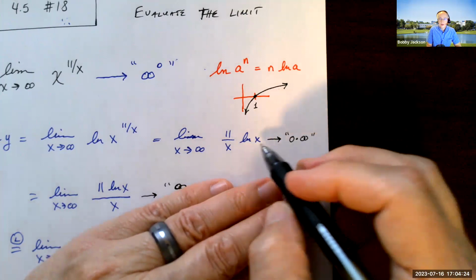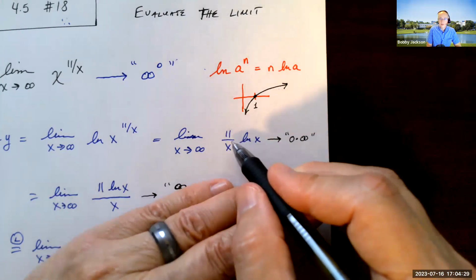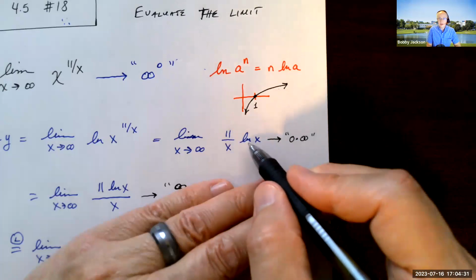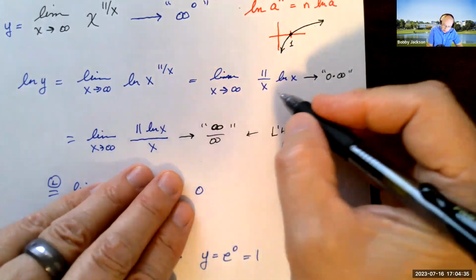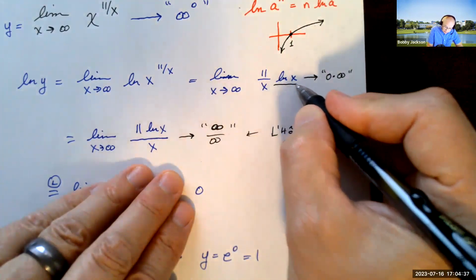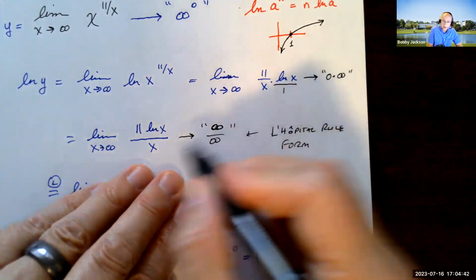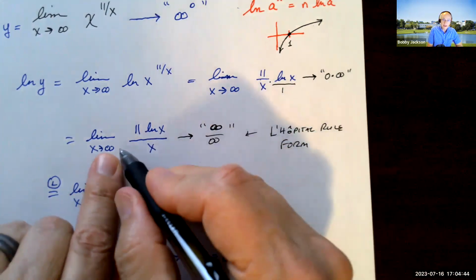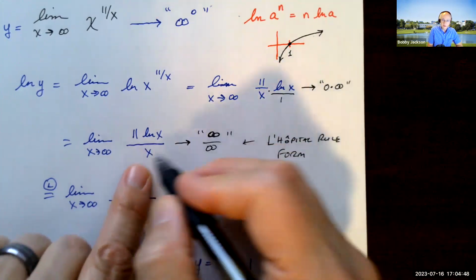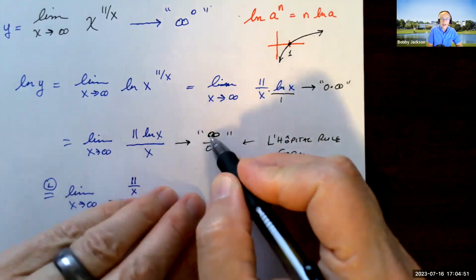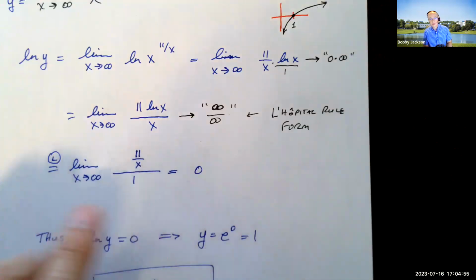So what do we do? Well, a simple rewriting of this expression will put it in L'Hopital rule form, because 11 divided by x times the natural log of x is the same thing as 11 times the natural log of x over x. Just think of the natural log of x as being the natural log of x divided by 1, right? Just multiply the numerators, multiply the denominators, and this is what we get. Now, as x goes to infinity, 11 times the natural log of x, as we said, is going to infinity, and x is going to infinity. This is L'Hopital rule form. So you've got to get in that form to use L'Hopital's rule.